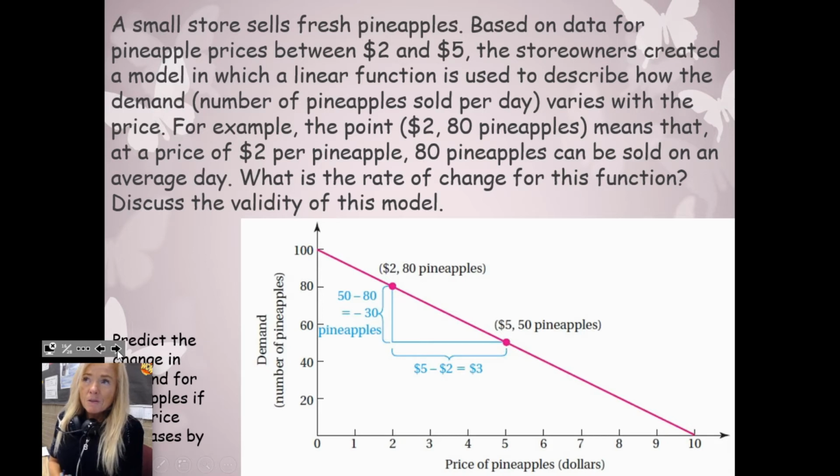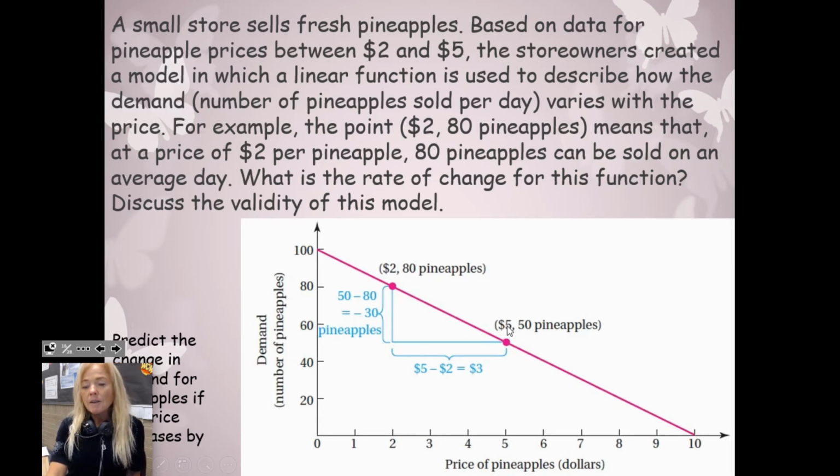So this is another one of those situations where if the price is too small, then people aren't going to buy them because they think something's wrong with them. And if the price is too high, they're not going to buy them because it's too much money. But somewhere in the middle is a good max price, and you want to figure out what that is in order to increase your profits. So for example, the point you see right there, $2 for 80 pineapples, means that at a price of $2 per pineapple, then for that day, you could count on selling 80 pineapples.